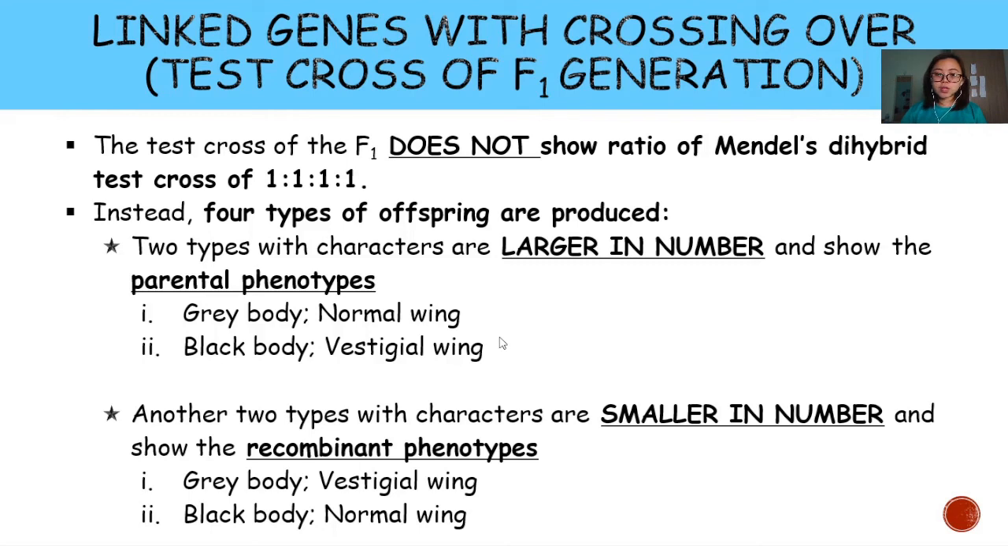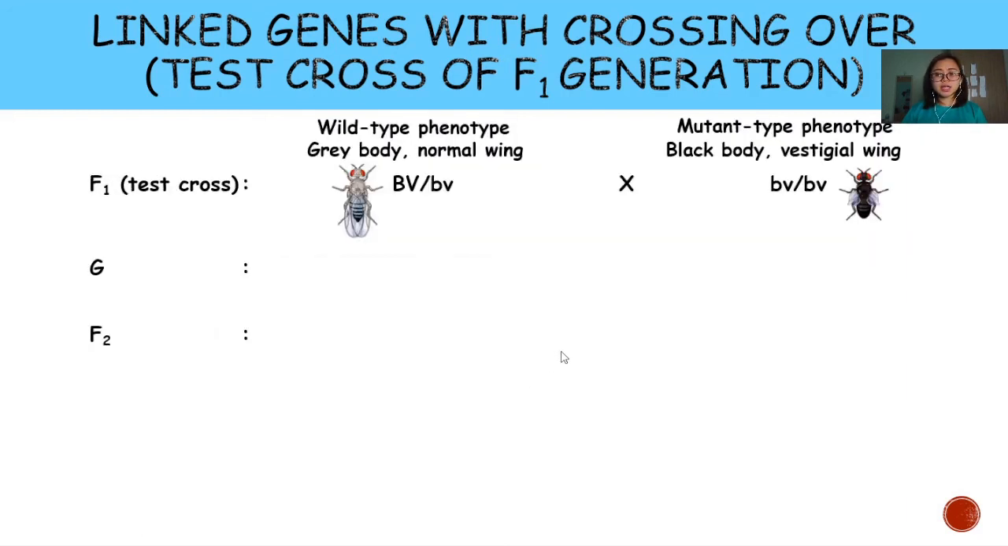And then you will have 2 types with characters that are smaller in number, and these will show the recombinant phenotypes. Ini yang phenotype dia bercampur sudah. So in this one, you will have gray body, vestigial wing, black body, normal wing. Let's look at this clearer in a diagram. Okay? Ini yang saya maksudkan tadi.